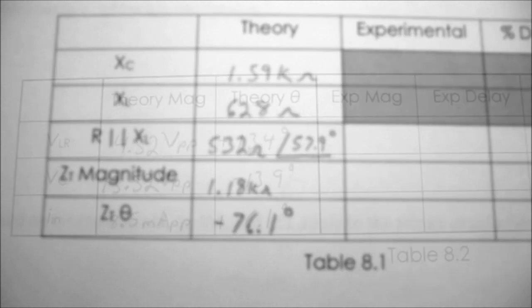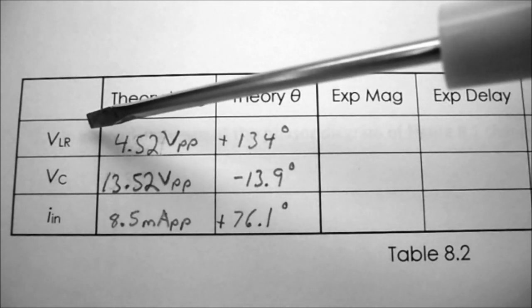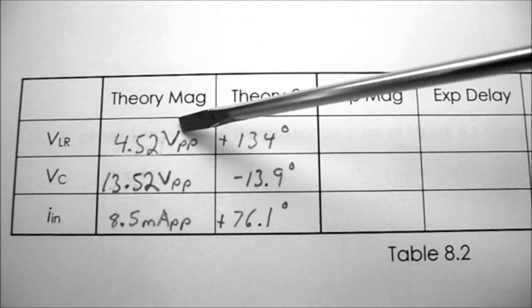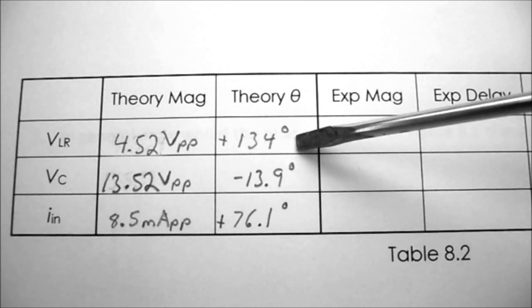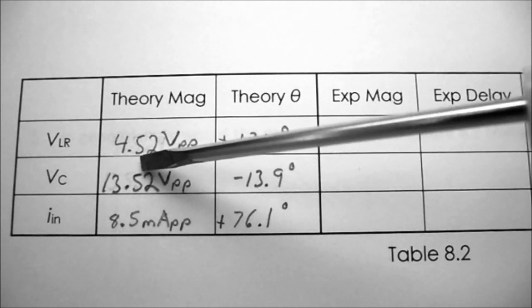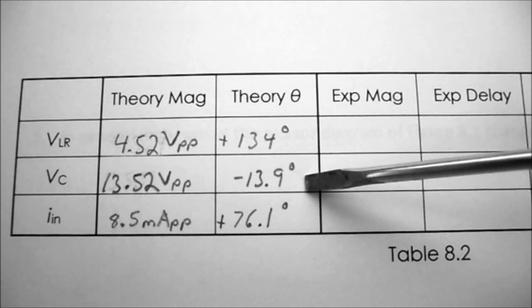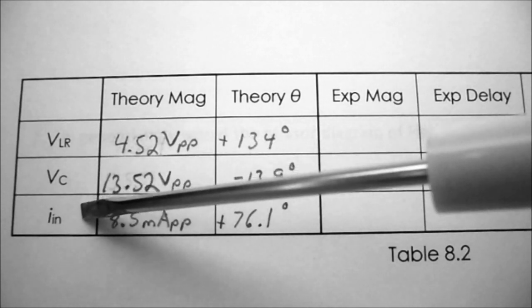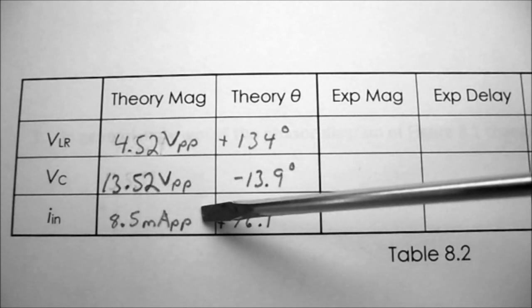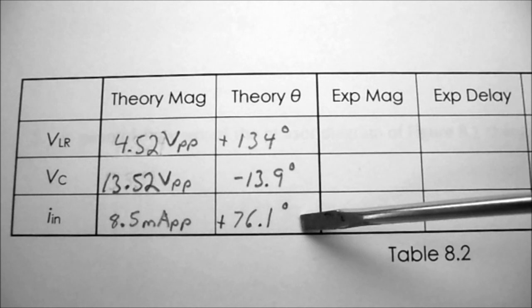On table 8.2, I've recorded my VLR, which is the parallel branch voltage, as 4.52 volts peak to peak at an angle of plus 134 degrees. Again, rounding those numbers. VC is 13.52 volts peak to peak at an angle of minus 13.9 degrees. And my total current, or IT, is 8.5 milliamps peak to peak, and it's at an angle of plus 76.1 degrees.